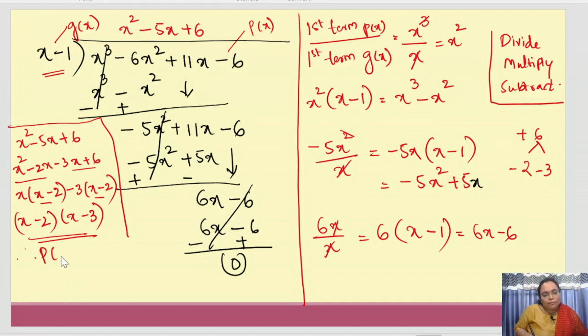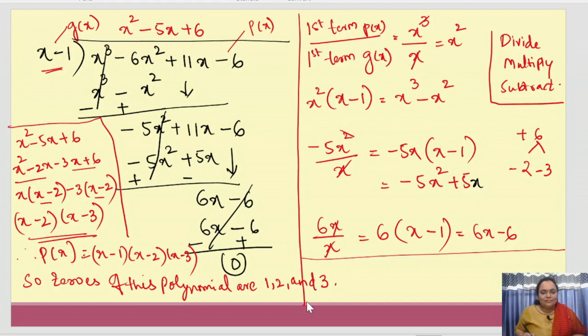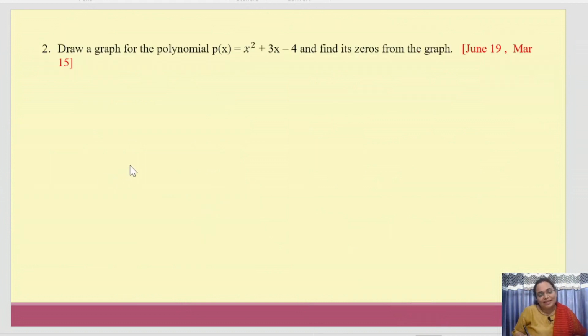So therefore, P of x can be written as, see here, x minus 1 is one factor. So x minus 1. And now we have got x minus 2 and x minus 3. So we can say that zeros of this polynomial are 1, 2 and 3. Okay, so 1, 2 and 3 are the zeros of this cubic polynomial. So we can say that measurements of the cuboid are 1, 2 and 3 units. Okay, clear? So let us see the next question.